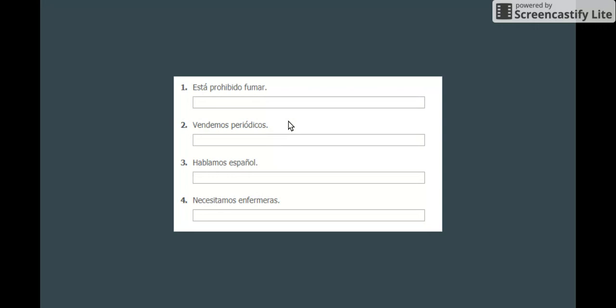For the homework, in the first one, all you have to do is change these sentences into a passive form. So está prohibido fumar, you could say se prohíbe fumar. Since the verb is prohibir, we would say se prohíbe, and since fumar is a verb, it would be the third person singular. Se prohíbe fumar. Vendemos periódicos, so the verb is vender, so we would have se vende, venden, right? Because periódicos is plural, vender would be conjugated to the third person plural, venden. Se venden periódicos.